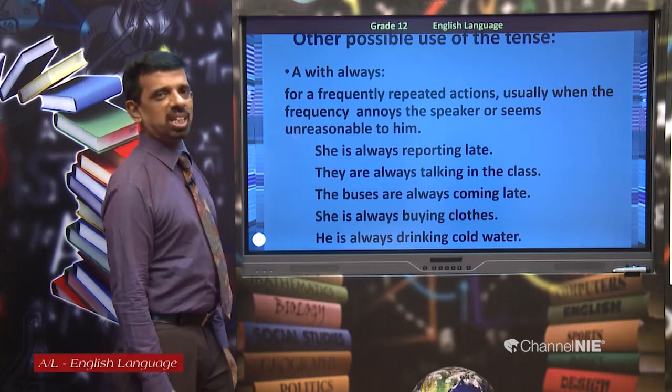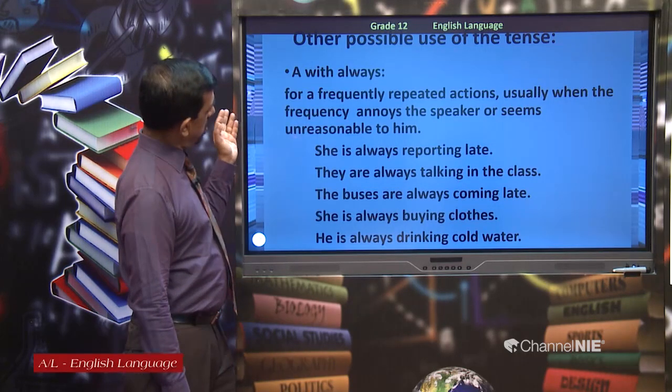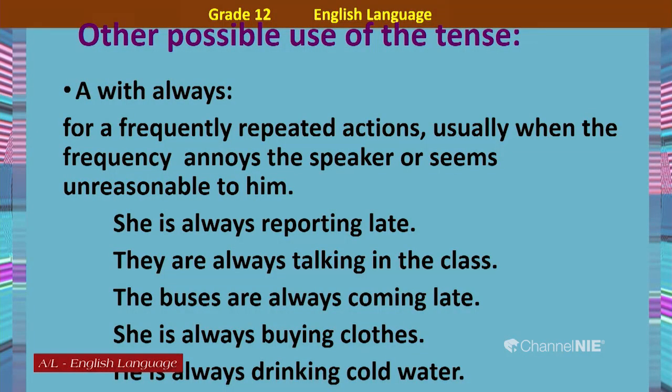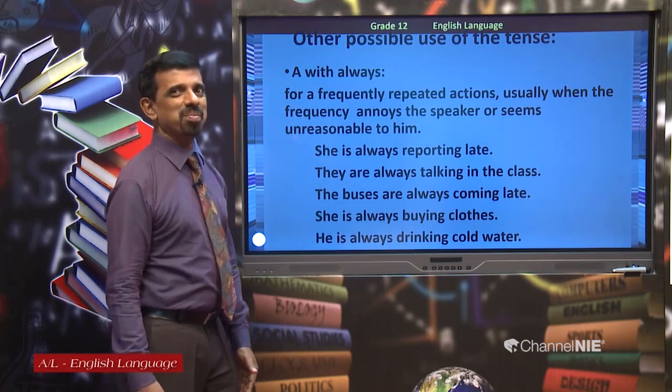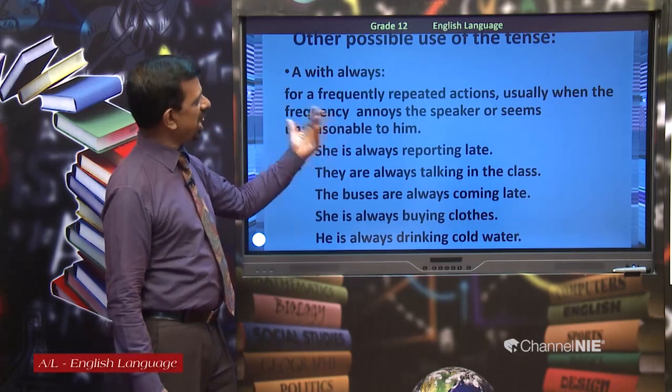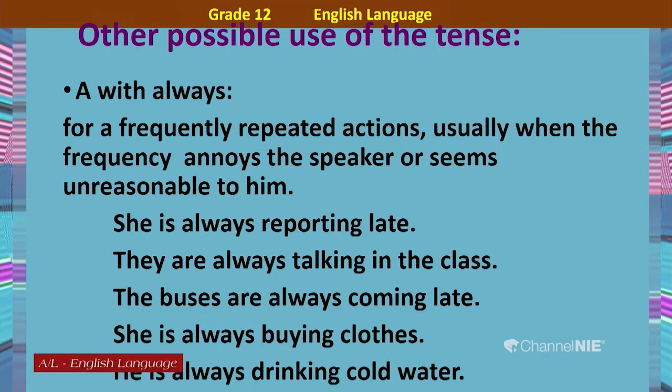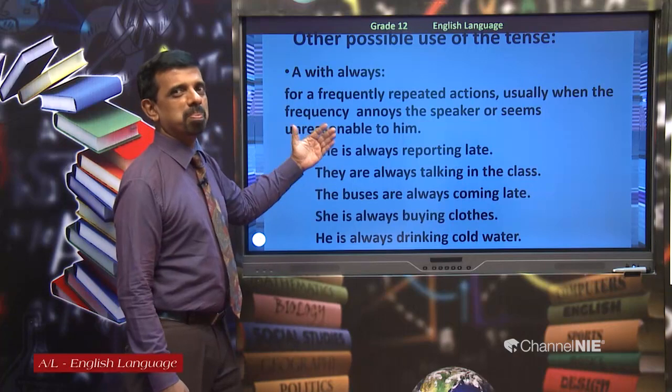Then another possible use of the tense, present continuous, is with always. Okay, we use the word always, and then we make sentences to give a slightly different meaning. For frequently repeated actions, usually when the frequency annoys the speaker or seems unreasonable to him. Okay? With always, we use frequently repeated actions: always talking, always running, always buying things, always scolding, always complaining. Maybe you have heard those words, you are familiar with them. So for frequently repeated actions, when that annoys as a complaint, we use always with the present continuous tense.